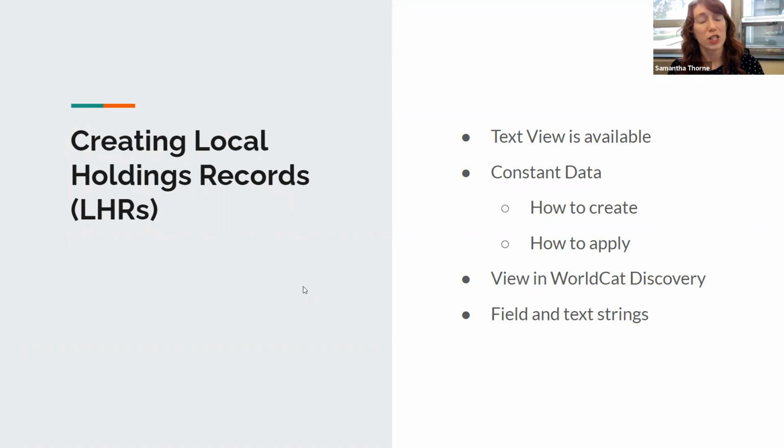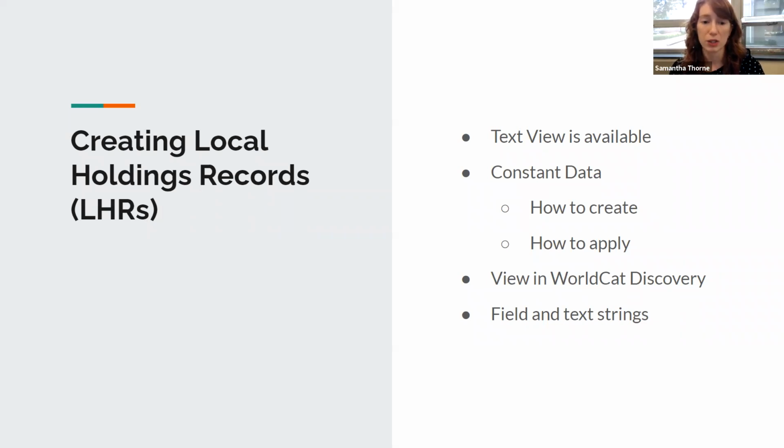So you found your matching bibliographic record. The next step in your copy cataloging journey is to add a local holdings record, since, as I mentioned earlier, you have to have an LHR for every physical item. Quick note that text view is available in both bib records and LHRs, but I don't use it, so I'm not going to go into it, and I'm sticking with MARC 21 view for this presentation.